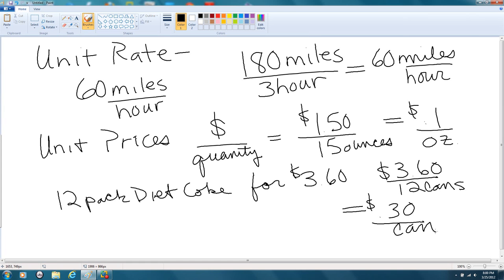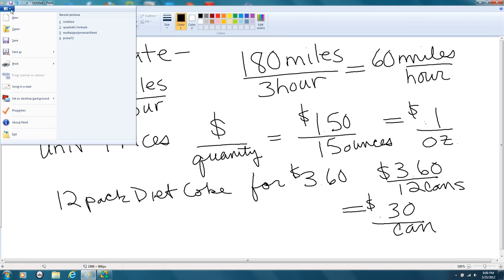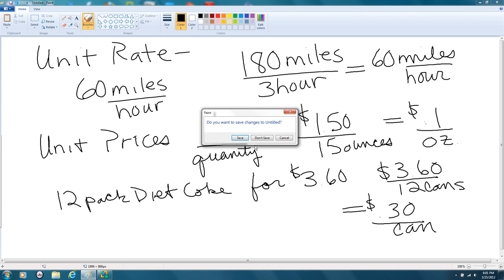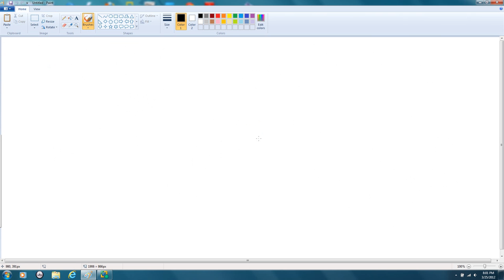So that's the basic idea of what a unit rate is, and a unit price. For unit prices, you always have the dollars on top. Now, I'm going to get a new screen here, and we're going to do a couple more things. I want to do a couple more examples because I don't want just unit prices.